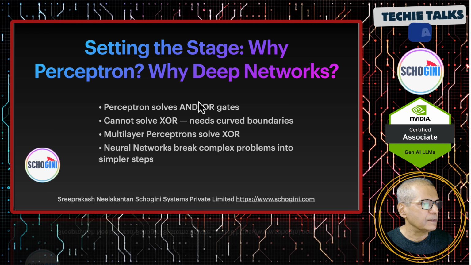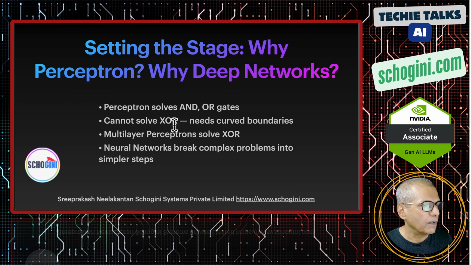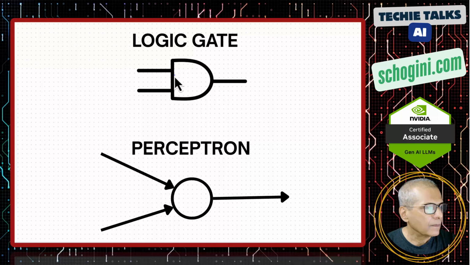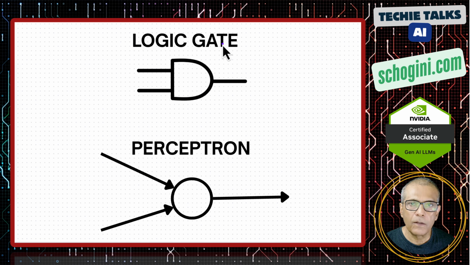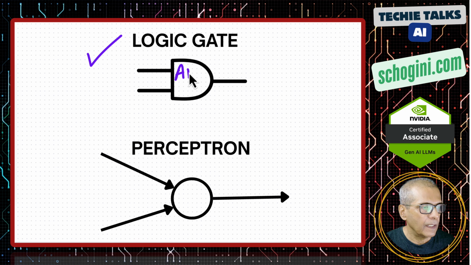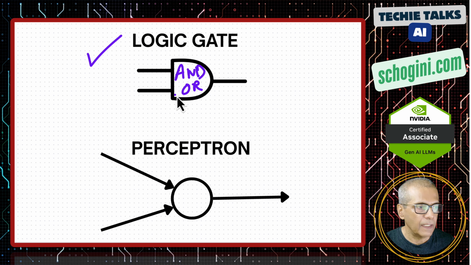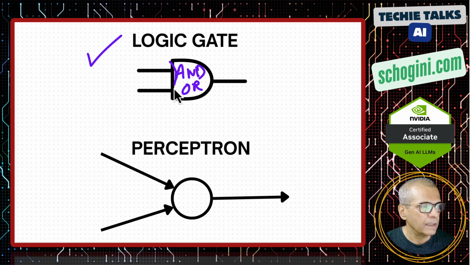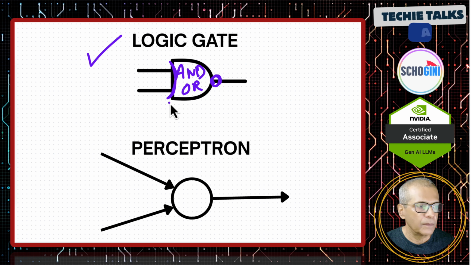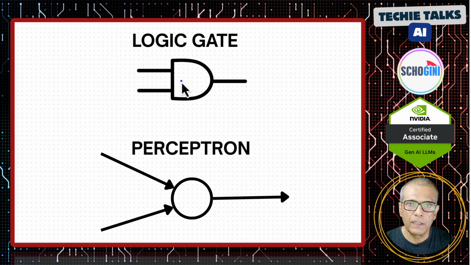Okay, so setting the stage, why Perceptron? Why deep neural networks? Perceptron solves AND OR gate. So these are digital gates. So let's look at this picture. So this is a logic gate which we all would have studied. And this can be AND, OR, and maybe XOR, etc., NAND and things like that. Okay, so if it is AND, we would draw like this. If it is NAND, we put a NOT operation like this. So this was a simple digital logic gate.